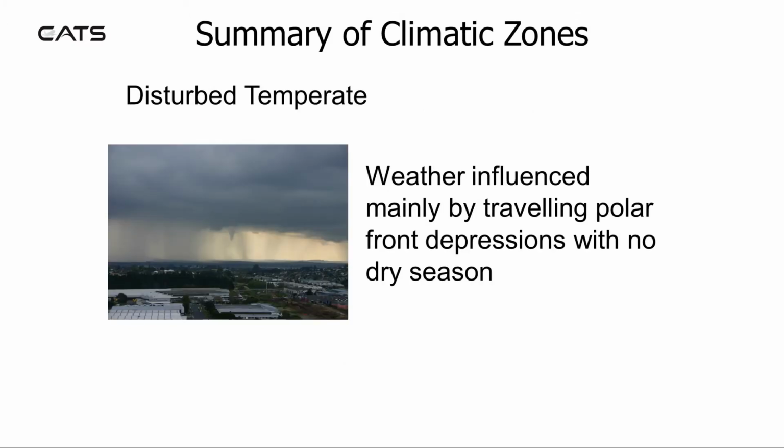Disturbed temperate. The weather is influenced mainly by travelling polar front depressions, with no dry season. This is typically between 40 and 70 degrees north or south.